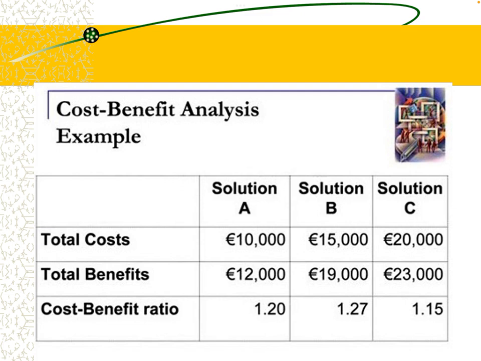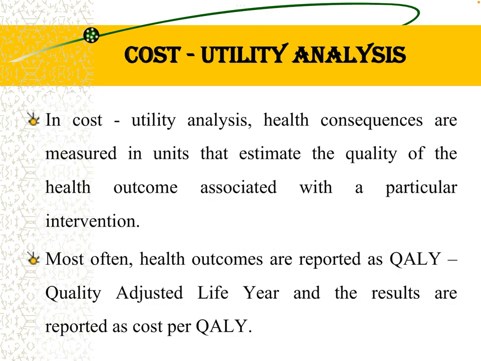In this example, you have solution A, solution B and solution C. The first row gives you the total cost and the second row gives you the total benefit. So when you see the cost benefit ratio, solution B has a higher ratio, which means the benefit is more than the cost. The fourth type is cost utility analysis.